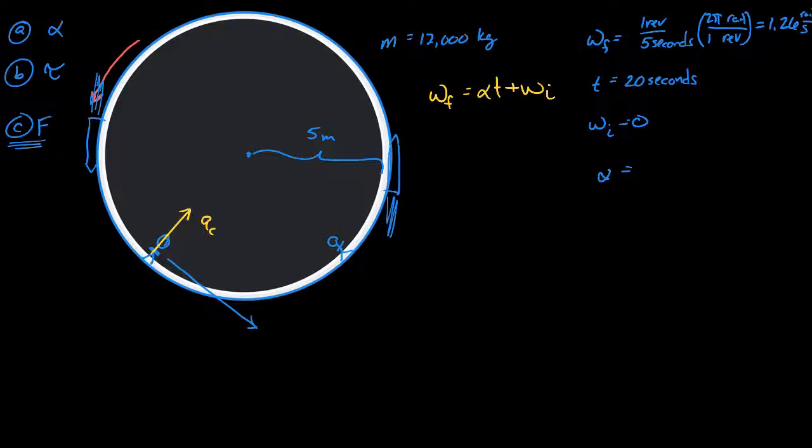You guys all on board? Awesome. So find alpha, which is going to be omega final minus omega initial over time, or 1.26 minus 0 over 20.